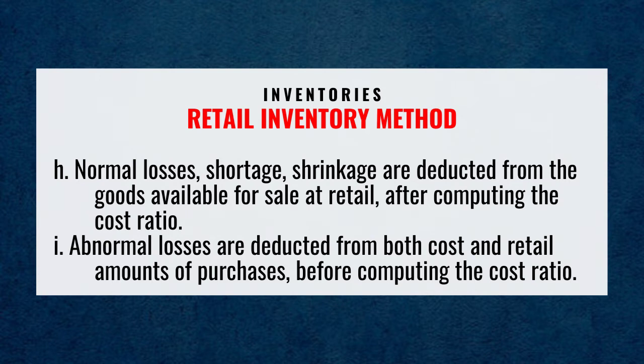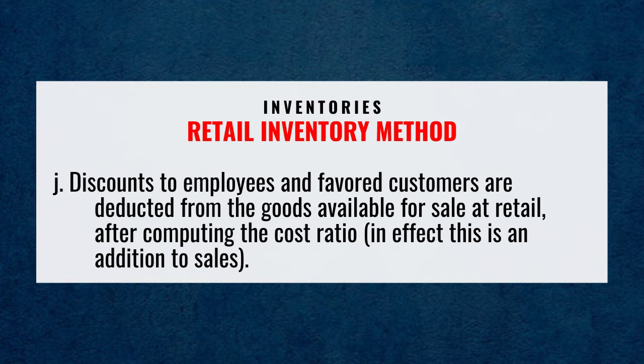Letter H, normal losses, shortage, shrinkage are deducted from the goods available for sale at retail after computing the cost ratio. Letter I, abnormal losses are deducted from both cost and retail amounts of purchases before computing the cost ratio. Letter J, discounts to employees and favored customers are deducted from the goods available for sale at retail after computing the cost ratio. In effect, this is an addition to sales.